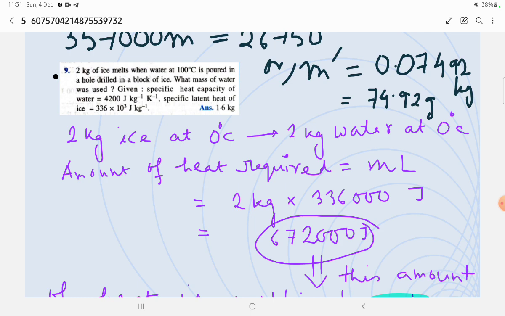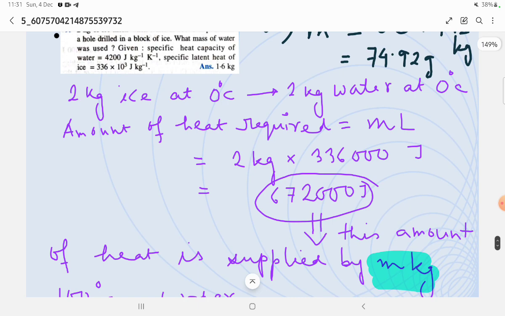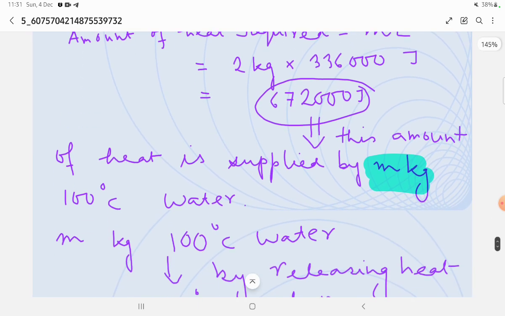So they have told me the amount of ice that is melted. Okay, so first we will find out the amount of heat required for the ice that is melted, that is 2 kg of ice at 0 degree centigrade will be converted to 2 kg of water at 0 degree centigrade. So what is the amount of heat required? It is this 672,000 joule. This is the amount of heat energy required.